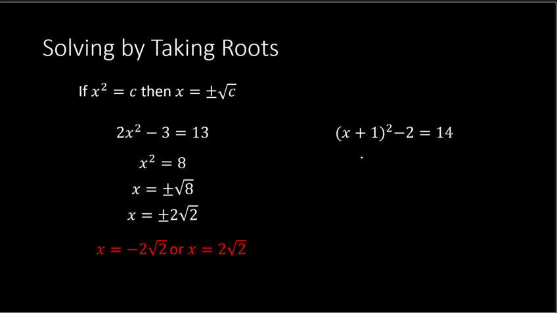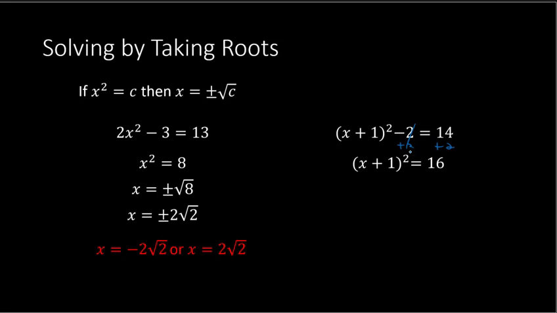Over here on the right, we have another example where it is similar. And again, we can solve by working in reverse order of operations. So we see subtraction, we see parentheses, and we see an exponent. So we can take care of subtraction first by adding 2 to both sides. So that would give us, on the left, x plus 1 squared. On the right, we would get 16.